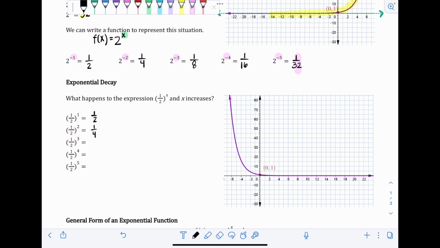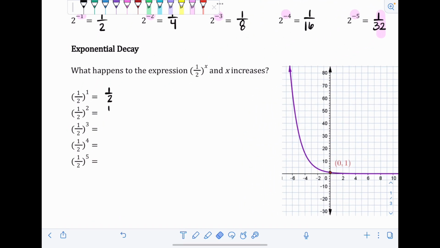Then 1/2 to the third power. I'm going to write this a little bit smaller and give myself enough space to write the fractions. So 1/2 squared is 1/4, and then 1/2 to the third power: 1 to the third power is 1, and 2 to the third power is 8. And then 1/2 to the fourth power: 1 to the fourth power is 1, and 2 to the fourth power is 16. 1/2 to the fifth: 1 to the fifth power is 1, and then 2 to the fifth power is 32.